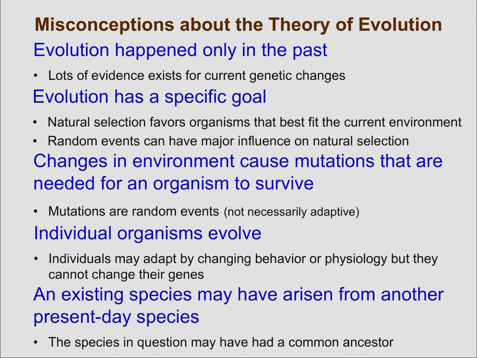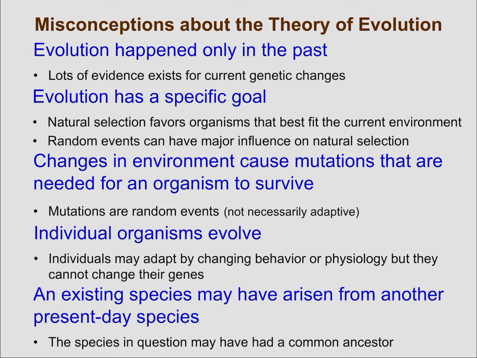Now, there are misconceptions about the theory of evolution. Evolution happened only in the past. Well, there's lots of evidence suggesting there are current genetic changes occurring. Evolution has a specific goal. Well, natural selection favors the organisms that best fit the current environment, but random events can also have a major influence on natural selection. Changes in the environment cause mutations that are needed for an organism to survive. Mutations are random events, not necessarily adaptive.